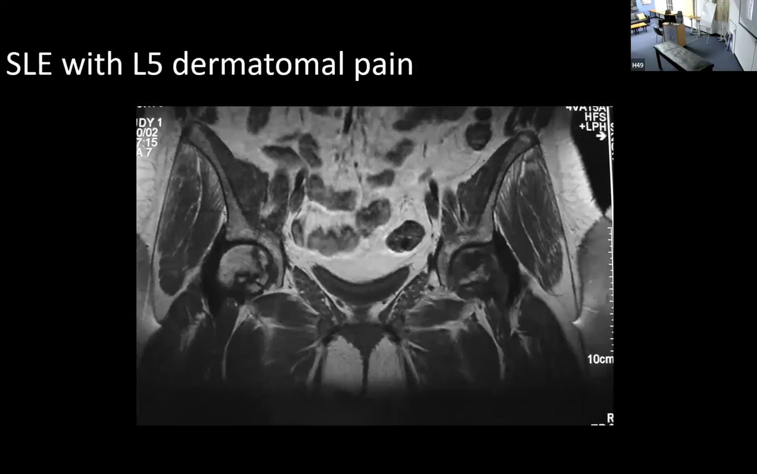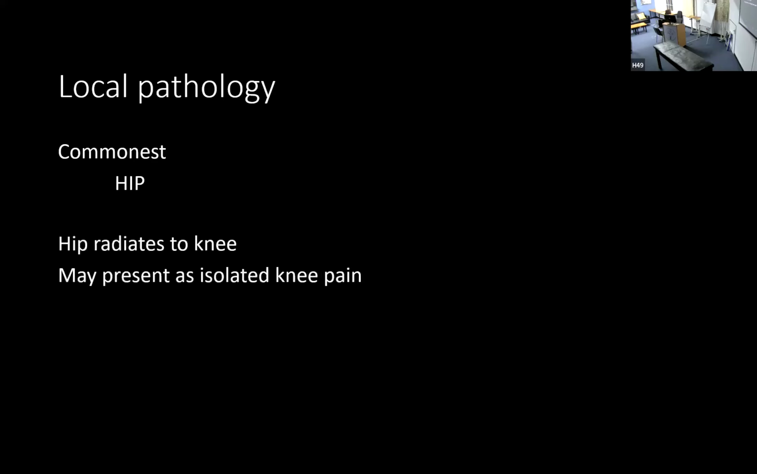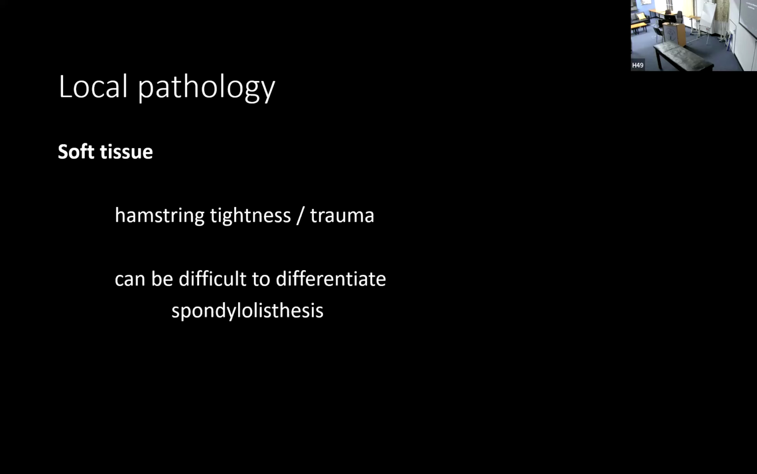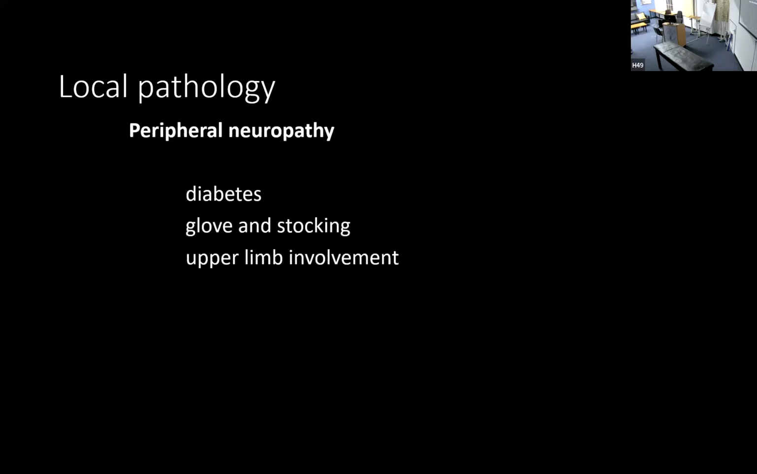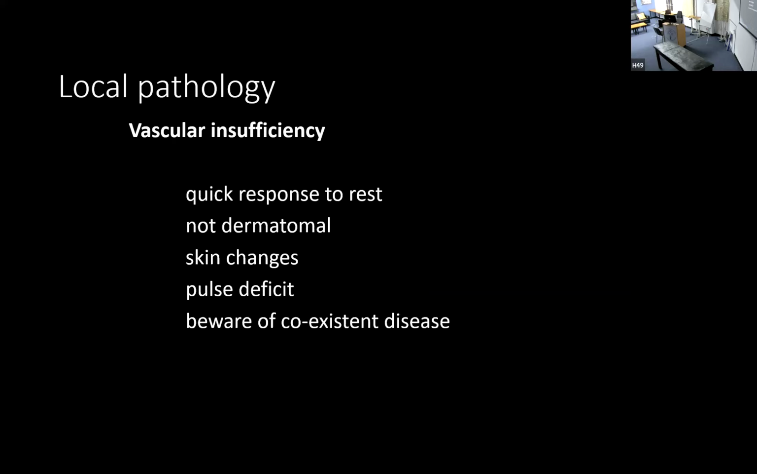So in disbelief, I actually repeated it, but if you look at the coronal now, you can see the heads of the femur have AVN. So this patient with AVN presented with L5 radicular pain. So don't worry. Secondly, obviously you can get all these other things. Just think about anything else that can happen: DVTs, soft tissue tears. You can have peripheral neuropathy from diabetes. You can have neuropathy, but it's normally a glove and stocking distribution, usually upper limbs and lower limbs.